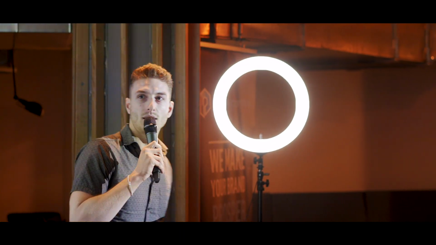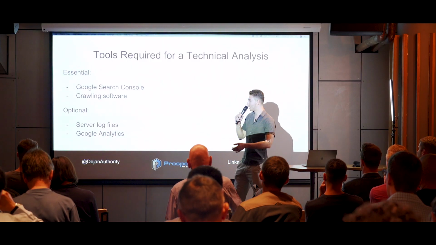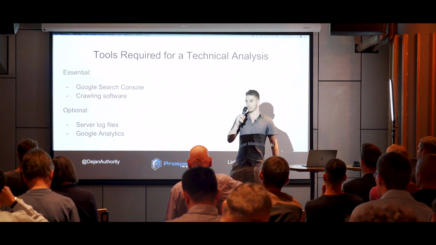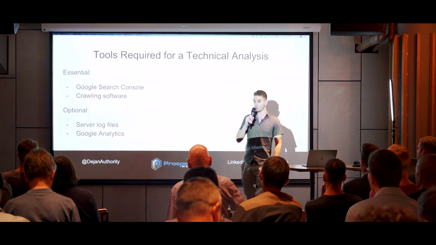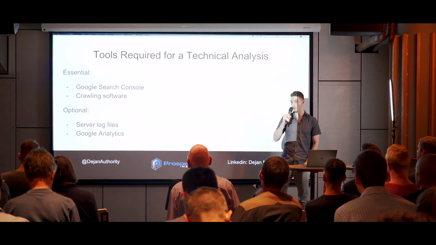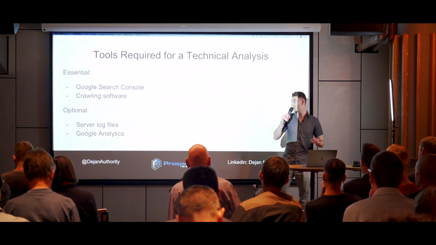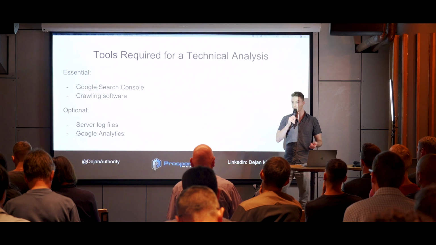So, tools required for a technical analysis for SEO. What you need for any website is Google Search Console access. Anybody doing a tech audit, tech analysis, and getting into the technical weeds of an SEO audit, you need Google Search Console access and crawling software. Two pieces of software that are great are Screaming Frog and Sitebulb.